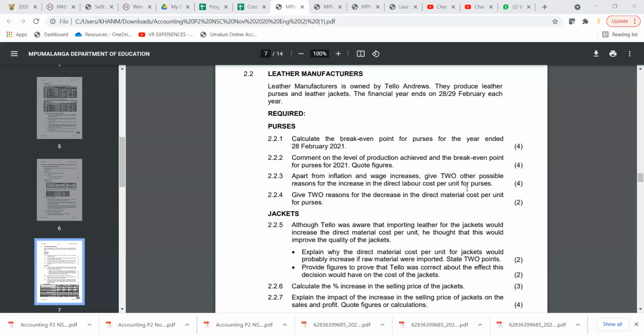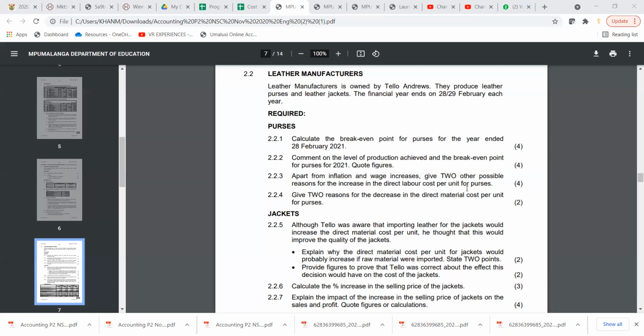So here you can see we have leather manufacturers. Leather manufacturers is owned by Tallow Andrews. They produce leather purses and leather jackets. The financial year ends on 28 or 29 February each year. So the first required is for purses, and then the second part of the required is for jackets. So we'll first focus on purses.